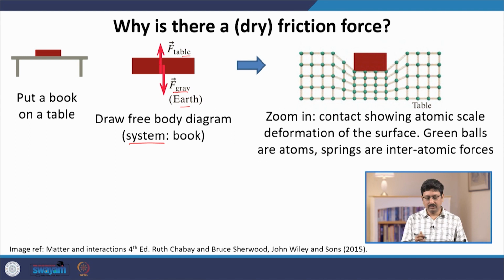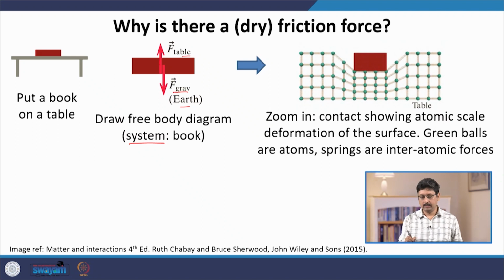So, imagine if you could zoom in to the contact between the book and the table. If this is your book and these are the contacts between the book and the table, and you could zoom in or look only at the contact areas, say under a microscope, then perhaps you would get a picture like the following.